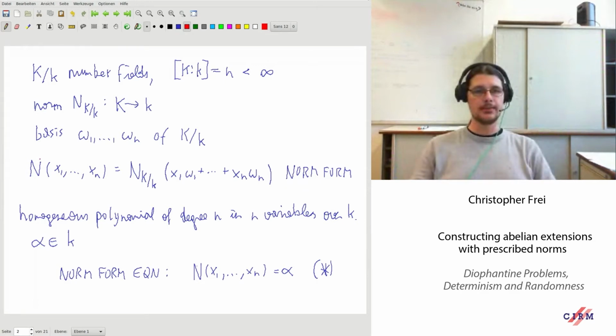Given such a norm form from an extension of number fields, and an element alpha of the small number field, one can look at norm form equations, where you say N of x1 up to xn is alpha. So the norm of x1 omega 1 plus and so on up to xn omega n should be alpha.